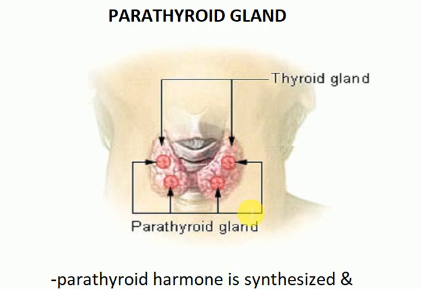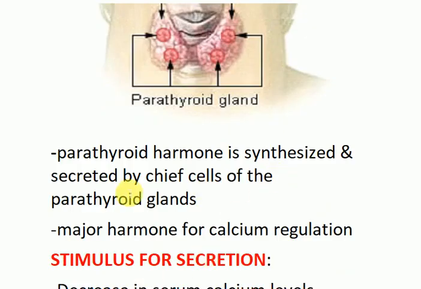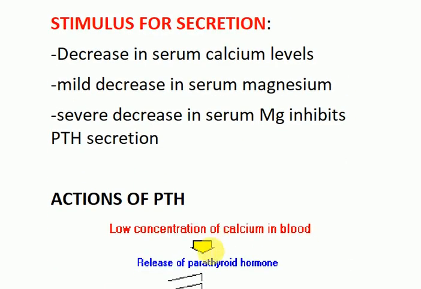in our body, and they secrete parathyroid hormone, which is synthesized and secreted by chief cells of the parathyroid gland. It's a major hormone for calcium ion regulation.